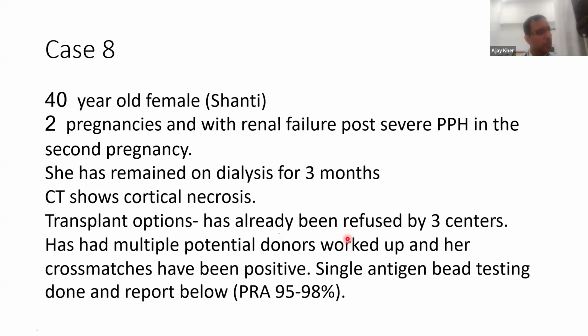So last case, and then I'll open it up for questions. So you have someone who is a 40-year-old female, 2 pregnancies, had severe postpartum hemorrhage in her second pregnancy, remains on dialysis, has cortical necrosis, and has transplant options from multiple donors have been reviewed at 3-4 different centers, and all of them have crossmatch which are positive. She has a single antigen bead done, which is a PRA of 95 to 98%, with multiple antibodies across everything. So what can we offer her?